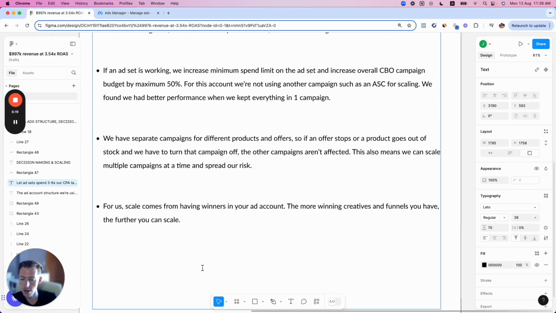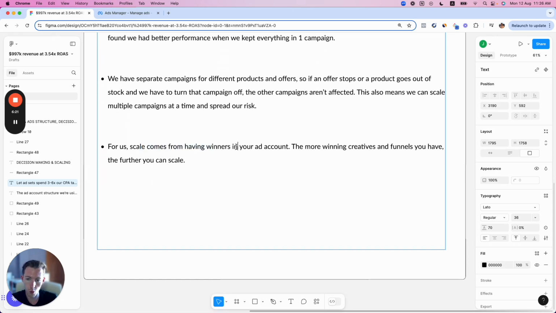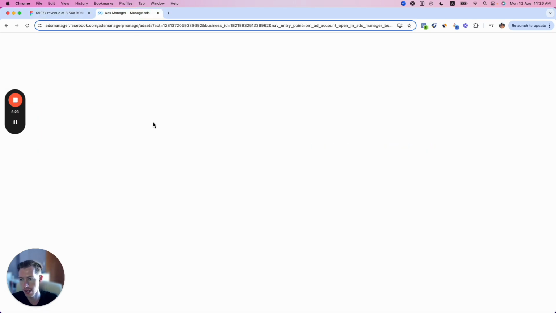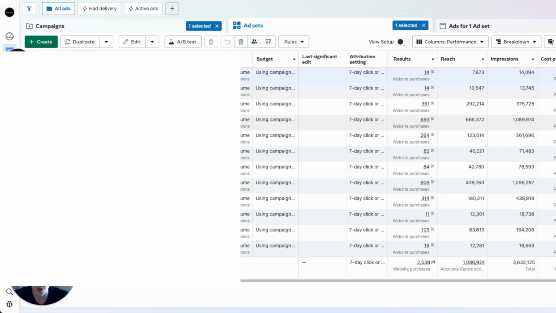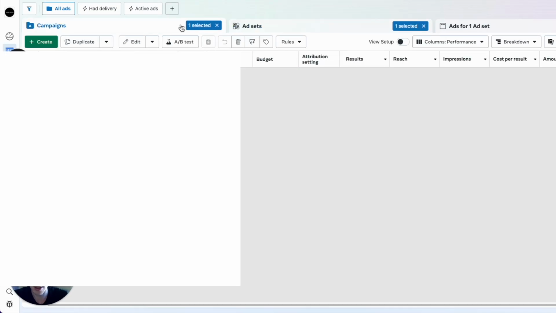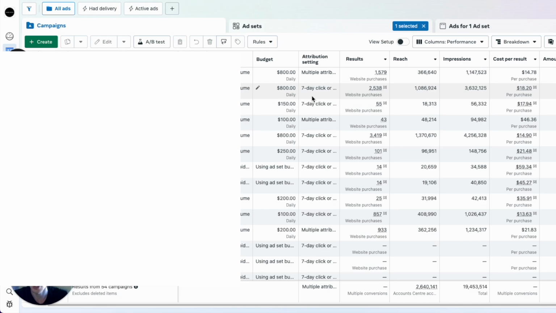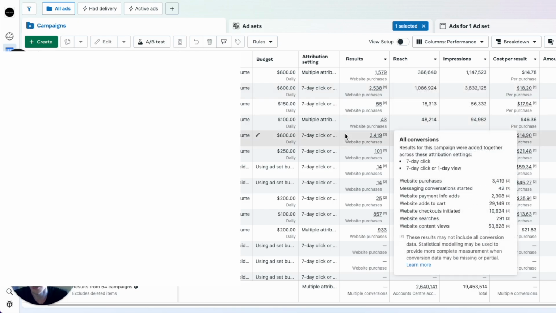And for us, the scale comes from having winners in your ad account, right? So the more winning creatives and funnels you have, the further you can scale. So in this example, as I gave you, we have 2 active campaigns. Both are separate offers and separate products, and they're working independent of each other, right?